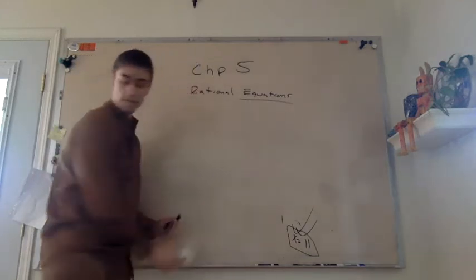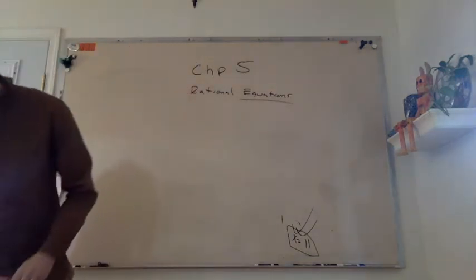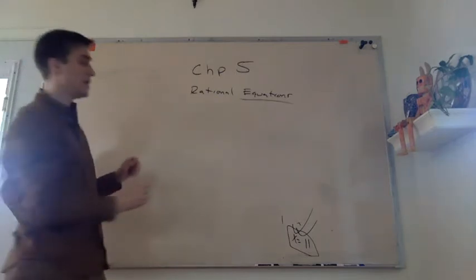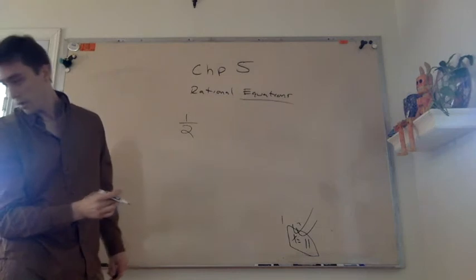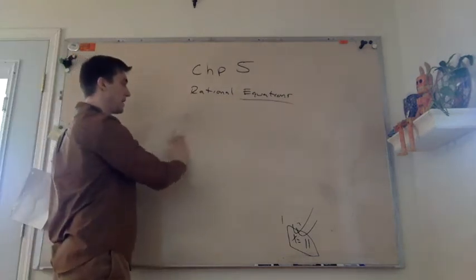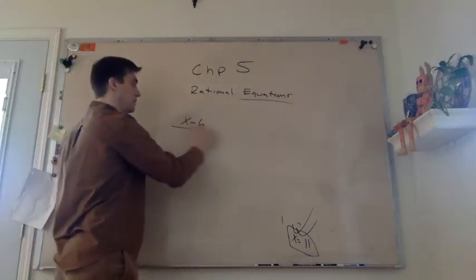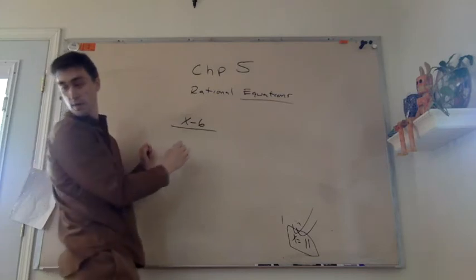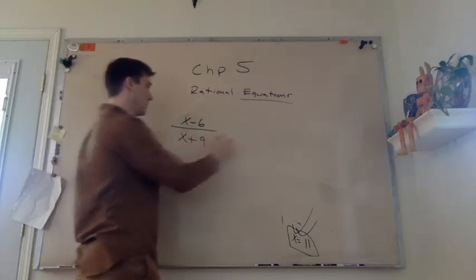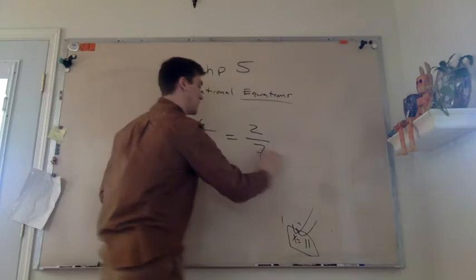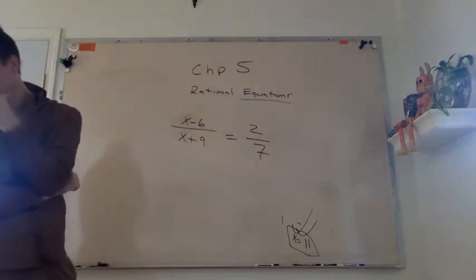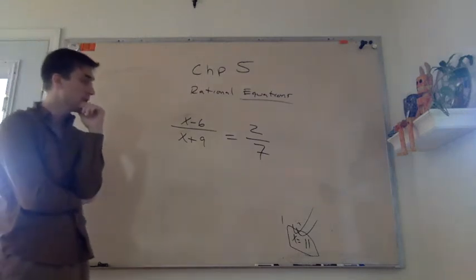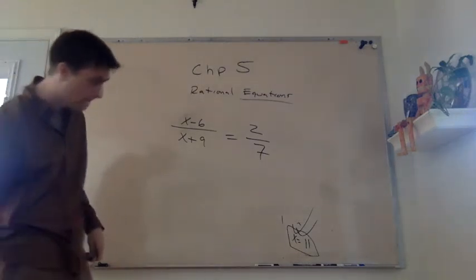Alright, so let me have you try one. Try x minus 6 divided by x plus 9 equals 2/7. Yeah, give that a try.